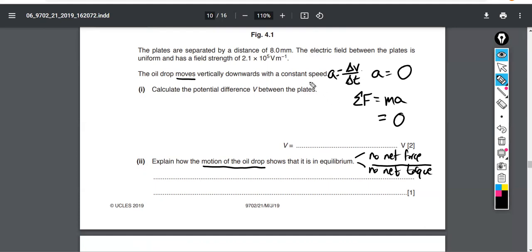So it's a quick recap. Constant speed means no acceleration. No acceleration means the net force is 0. And that's the exact condition we're looking for to show equilibrium.